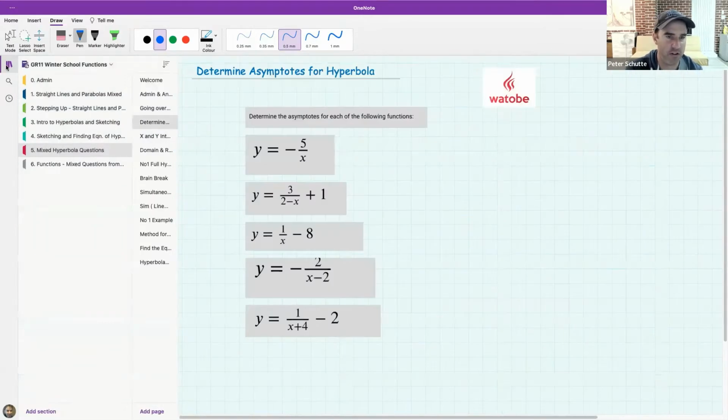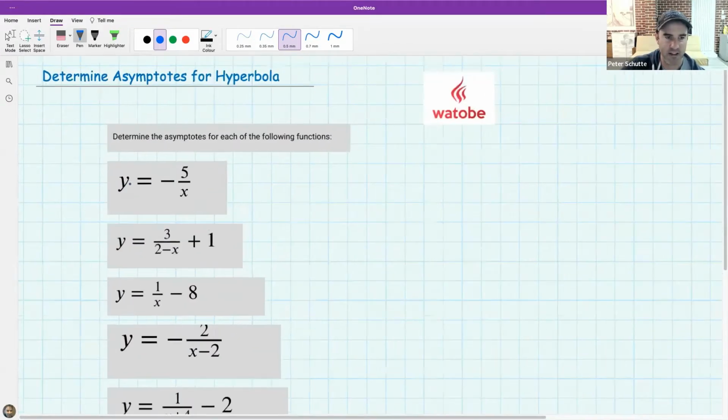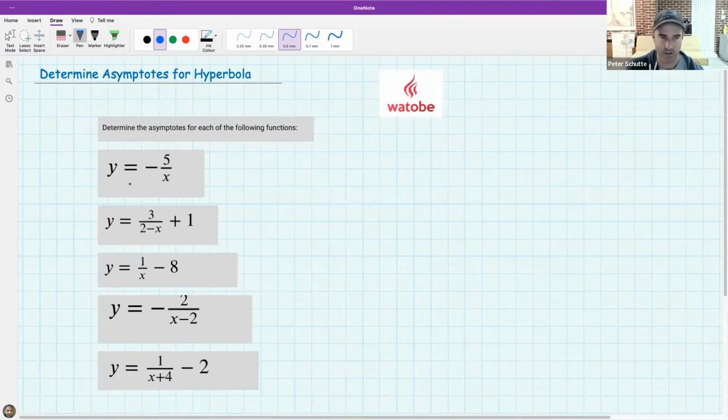Let's go and look at this. I'm going to give you these 5 functions, and you are going to tell me the asymptotes for each of the following functions. I will do the first 2 for you as an example. So this is a hyperbola. How do I know it's a hyperbola? Because the x is below the fraction line, or it's in the denominator. Same thing here, same thing here. So all of them are hyperbolas.